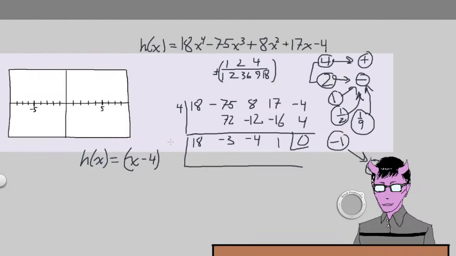Maybe negative 1/2. Alright, drop the 18. Multiplication is negative 9. Okay, negative 12 summation. That looks kind of good. Half of negative 12 with a negative is positive 6. Summing that is positive 2. That looks good. Negative 1. Perfect. Alright. Thank goodness.